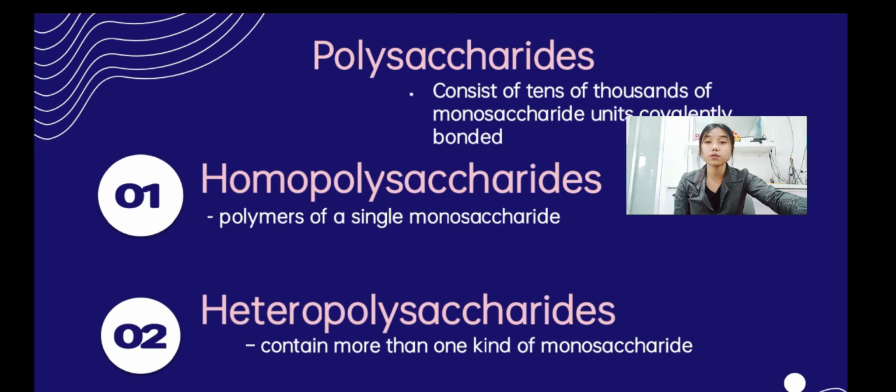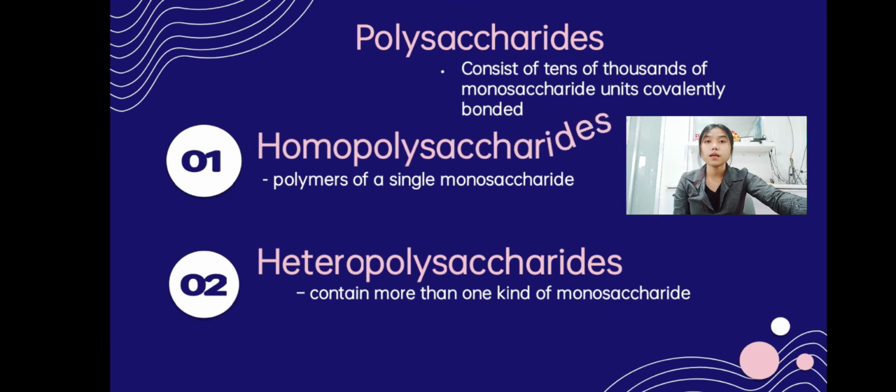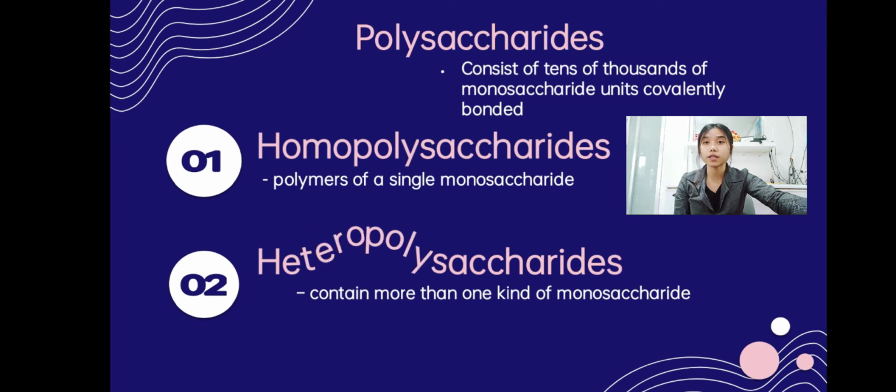Starch is mostly produced by green plants to store energy. So, we have two types of polysaccharides. These are homopolysaccharides and heteropolysaccharides. First, we have to introduce the homopolysaccharides. Homopolysaccharides are polymers of a single monosaccharide. Examples are glycogen, cellulose, and starch.